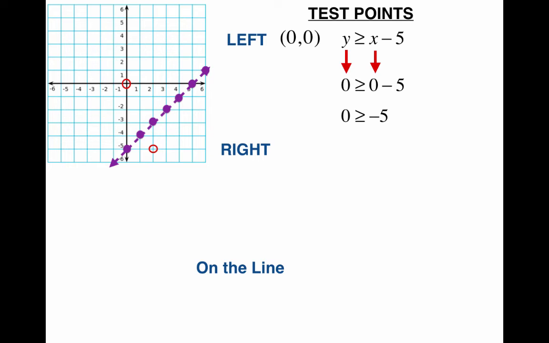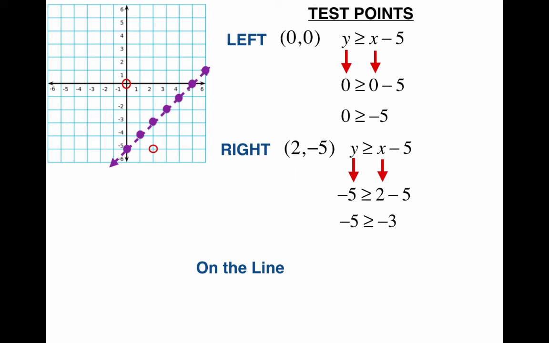Now for the right side, I chose to circle 2, negative 5. So I'm going to be testing y is greater than or equal to x minus 5. And I'm going to be replacing those x and y's with my 2 and my negative 5. Negative 5 is the y, 2 is the x. So negative 5 is greater than or equal to 2 minus 5. Cool. All right, so what's next? Well, let's see. 2 minus 5 is negative 3, so we've simplified that.